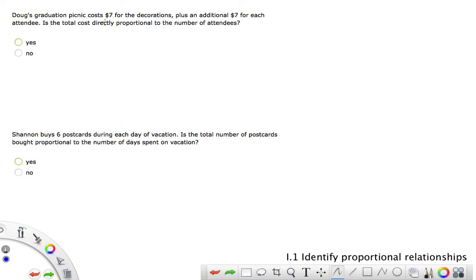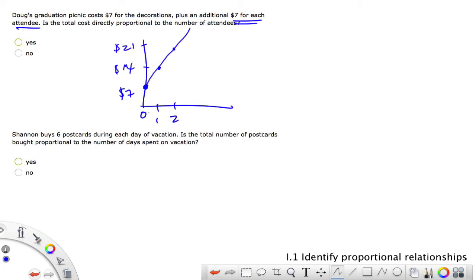So it says Doug's graduation picnic cost $7 for the decorations, plus an additional $7 for each attendee. So if we look at this as a graph, it's $7 for 0 attendees. Well, if 1 person comes, we have to add another 7 on there. If 2 people come, that's another $7 still. So we have a straight line, but if nobody attends, it costs them $7. So this is not proportional.